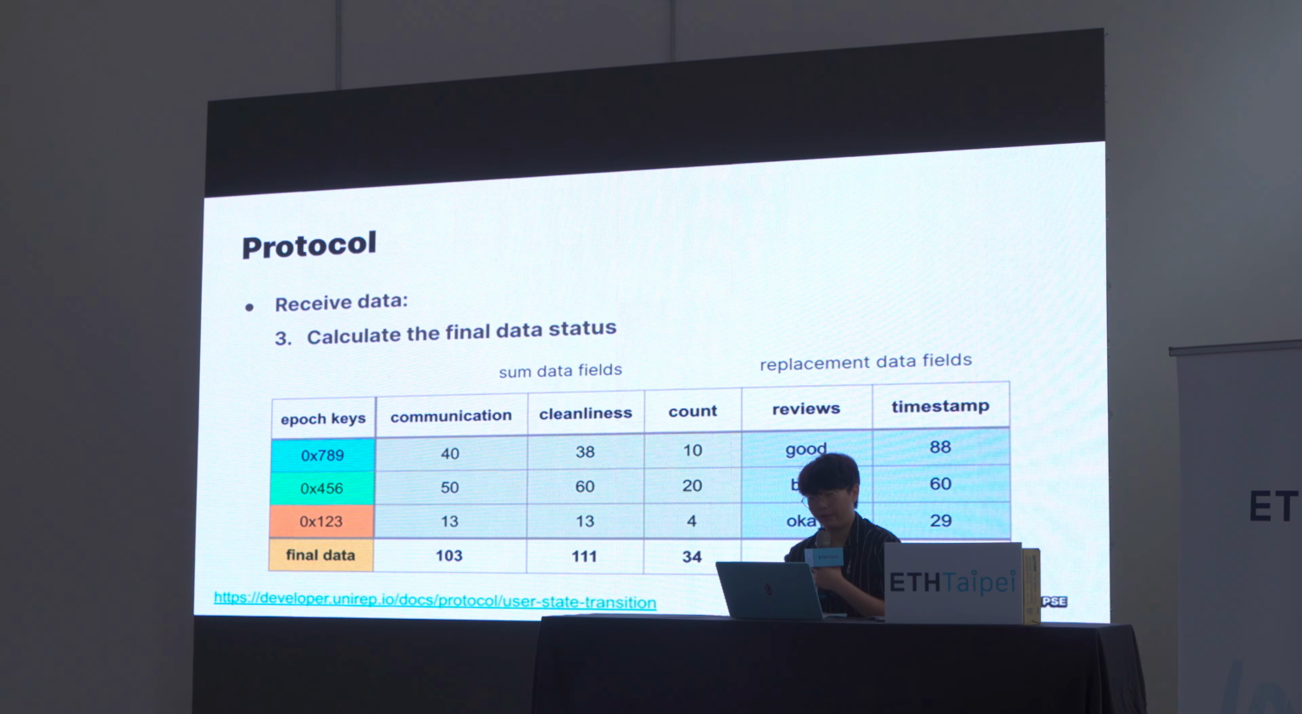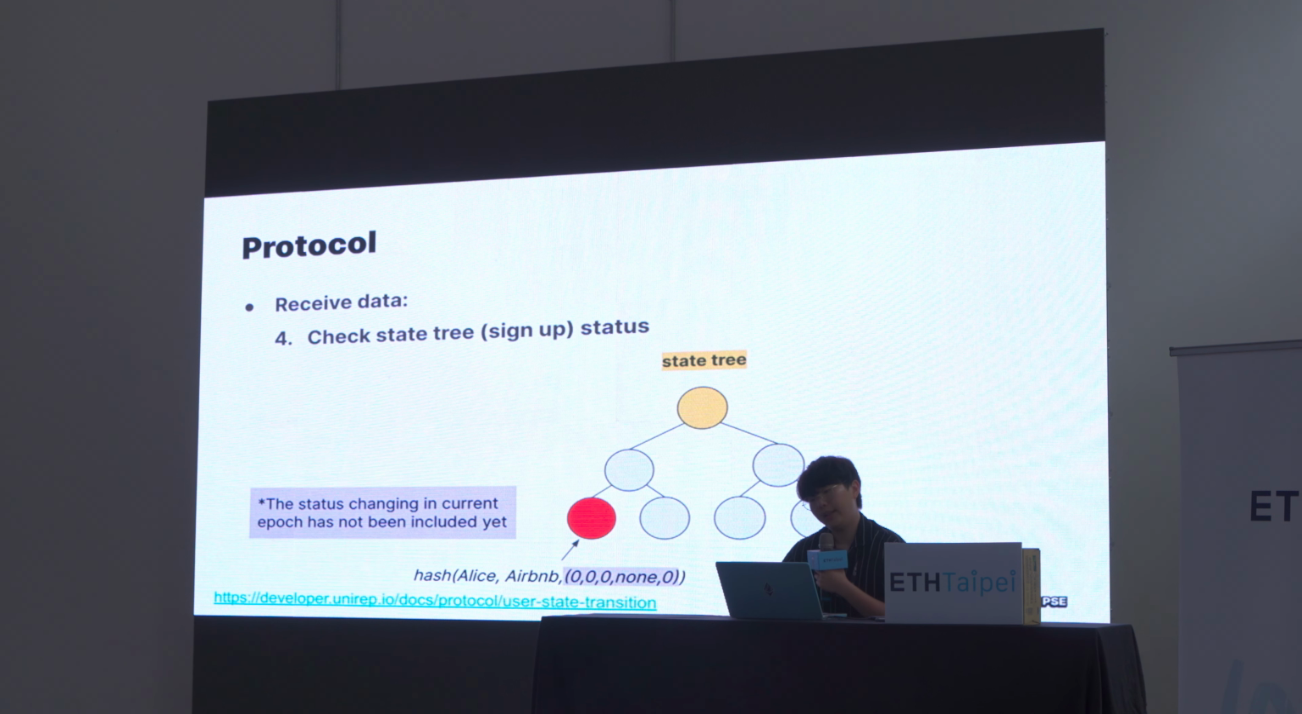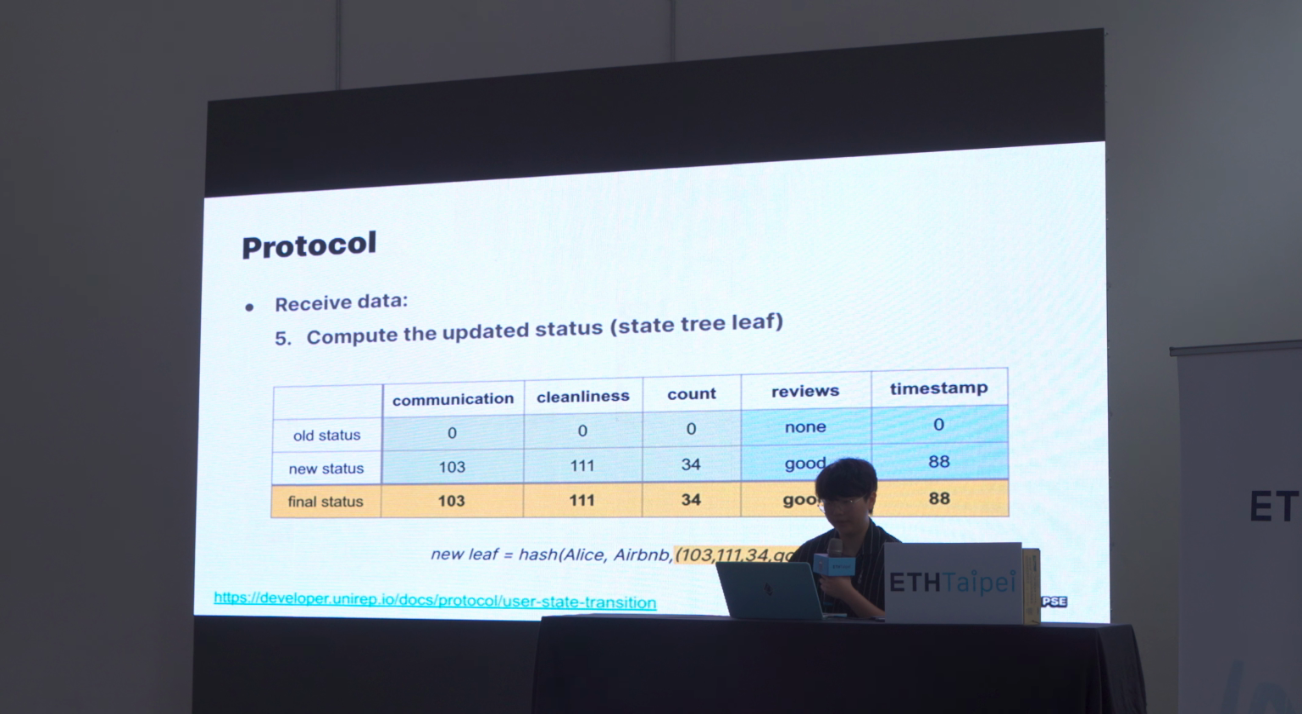Yeah, and then when we get all the data, we still sum together and replace by the latest one. Yeah, and we remember that we have a state tree to hash the Alice, Airbnb, and its initial data, and then we will update this value by the data we computed in the previous steps. Yeah, so the new state will be the hash of Alice, Airbnb, and the latest data.